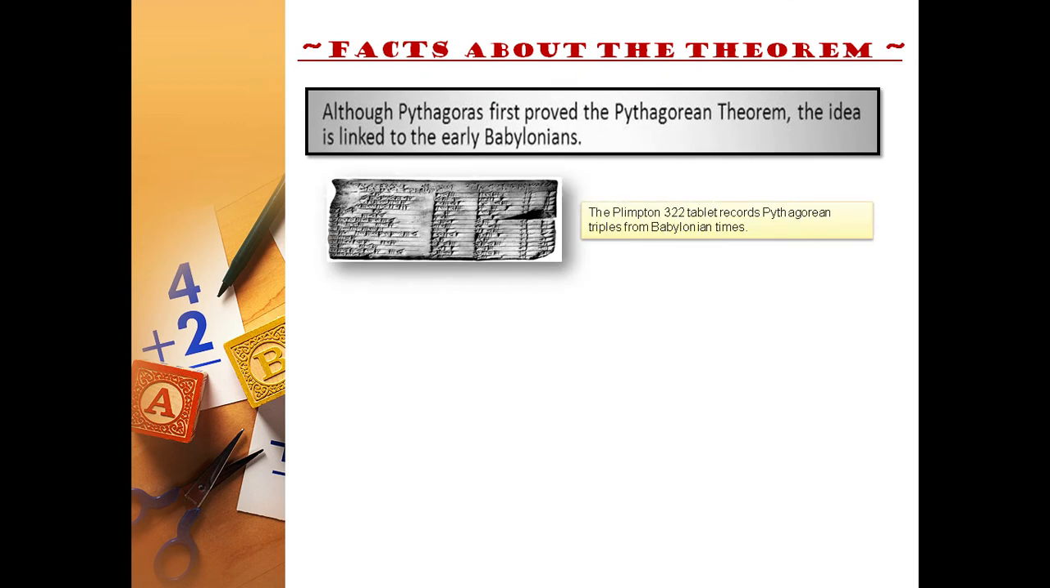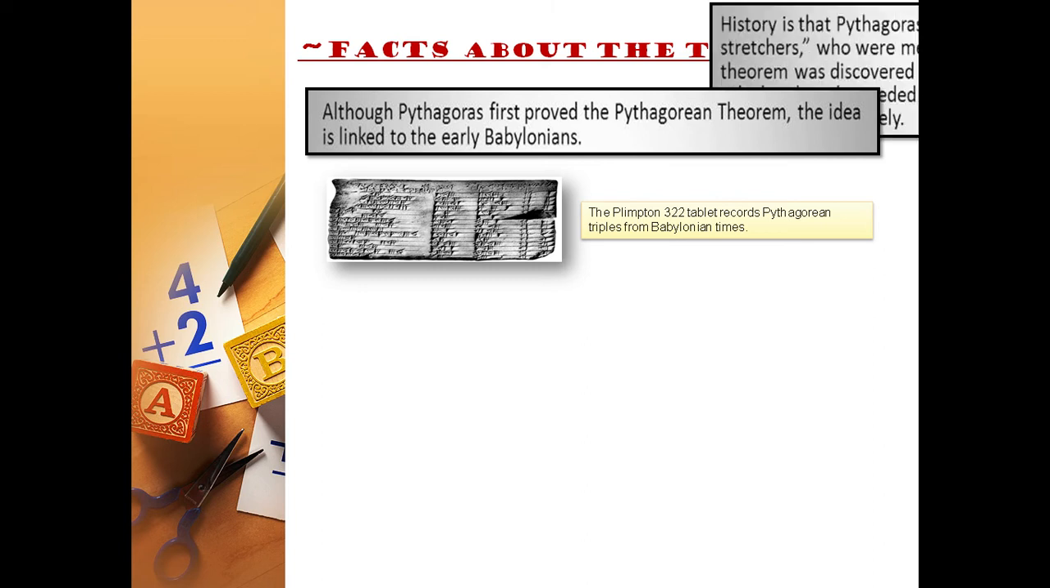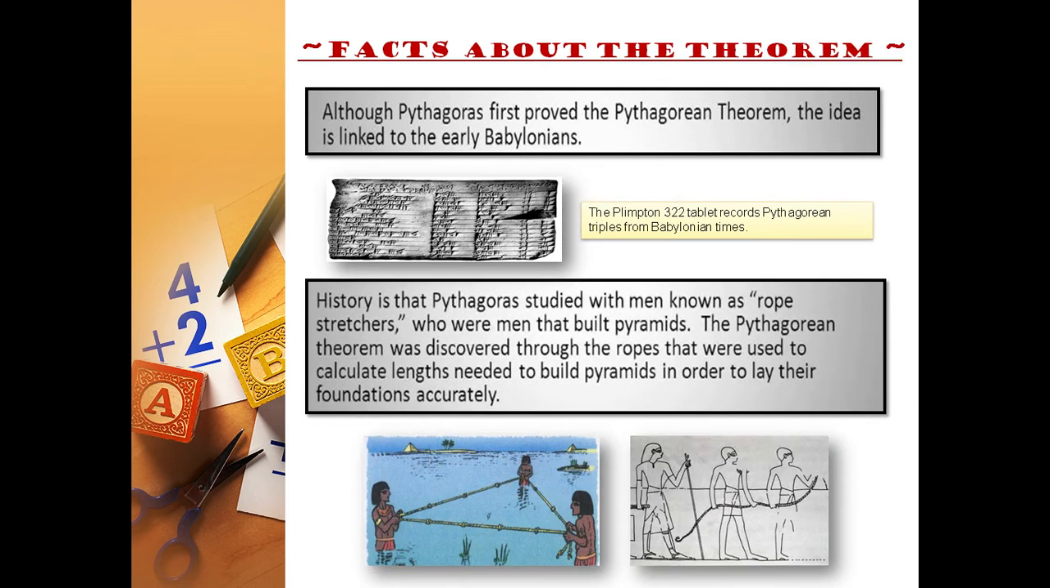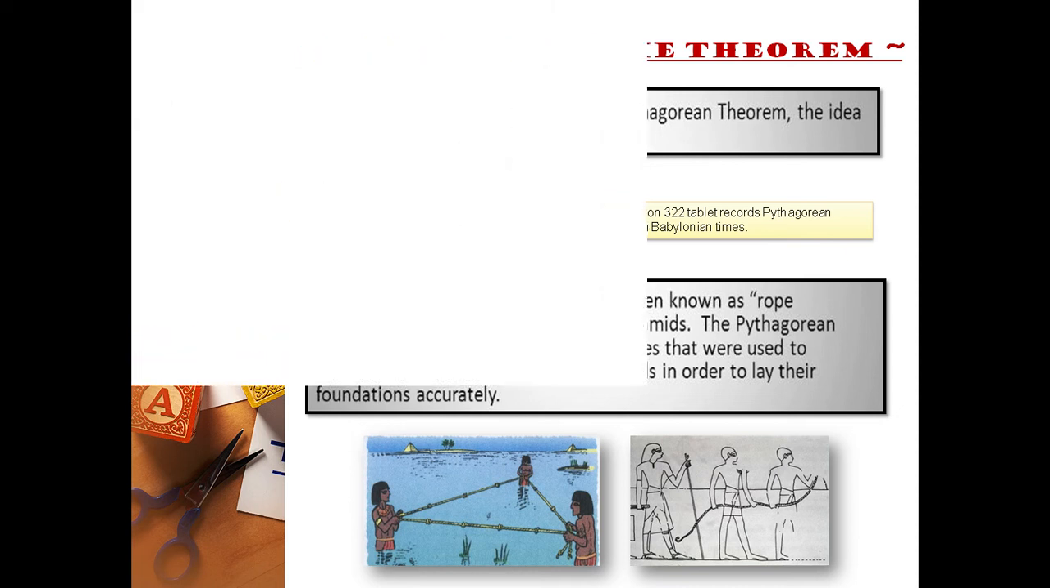Facts about the theorem. Although Pythagoras first proved the Pythagorean theorem, the idea is linked to early Babylonians. History is that Pythagoras studied with men known as rope stretchers, who were men that built pyramids. The Pythagorean theorem was discovered through the ropes that were used to calculate lengths needed to build pyramids in order to lay their foundations accurately.